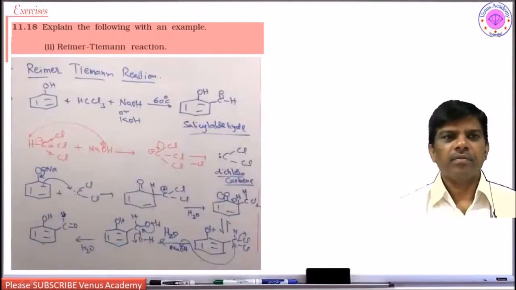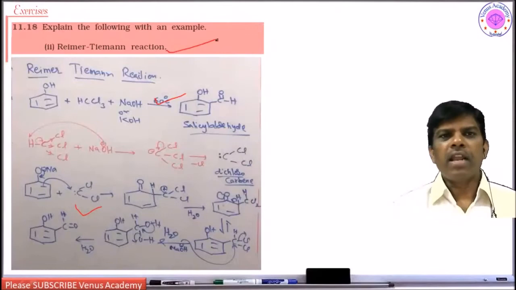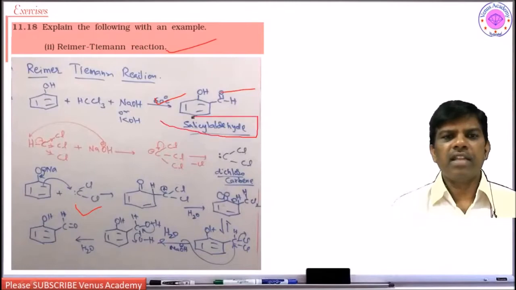Next, Reimer-Tiemann reaction. That is why I didn't explain in previous slides, friends. So the Reimer-Tiemann reaction is the ortho-formylation of phenol to give salicylaldehyde. You can prepare salicylaldehyde straight away from phenol using chloroform and sodium hydroxide or KOH.